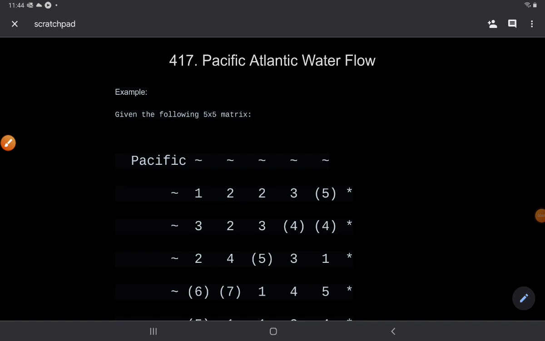Hello, let's take a look at problem number 417, Pacific Atlantic water flow from LeetCode. This is a medium difficulty problem, and we are provided with a two-dimensional matrix as an input, and we have to find out the cells from which water can reach both the oceans.